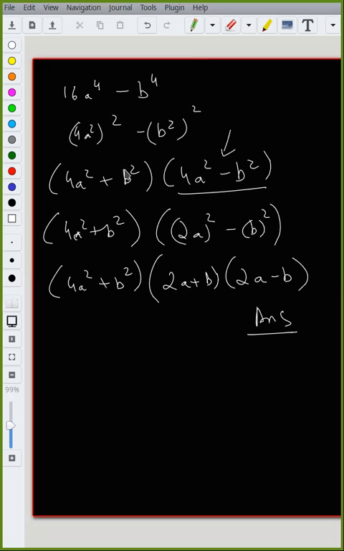Sir, I did not understand the second last and the last step. What is this? We had 4a squared minus b squared. This can be written as 2a the whole thing squared minus b the whole thing squared. Now again, this is a difference of two squares, right? This is like x squared minus y squared, which is x plus y into x minus y. So you'll get 2a plus b, 2a minus b. Correct? So don't stop midway. Whenever you see that we are still having an identity, keep factorizing further.